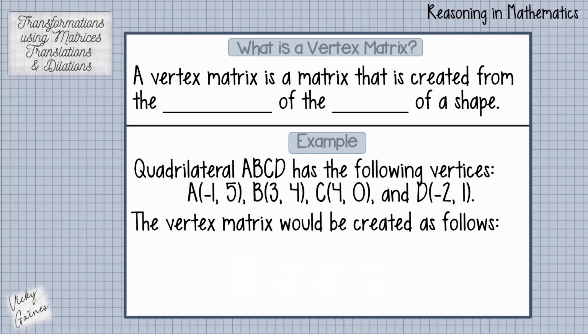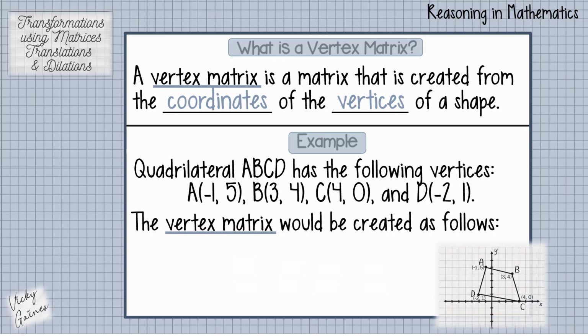All right. What is a vertex matrix? A vertex matrix is a matrix that is created from the coordinates of the vertices of a shape. Here's our example. We have quadrilateral ABCD, and it is the following vertices. A's at the point -1, 5, B's at the point 3, 4, C's at the point 4, 0, and D's at the point -2, 1.